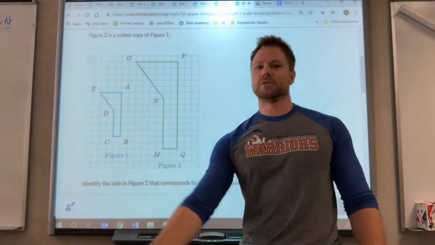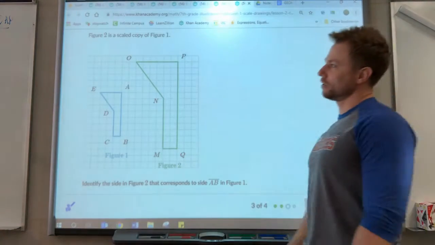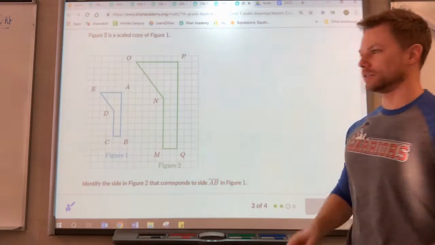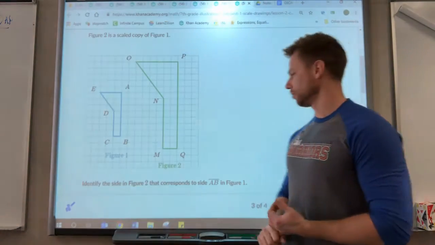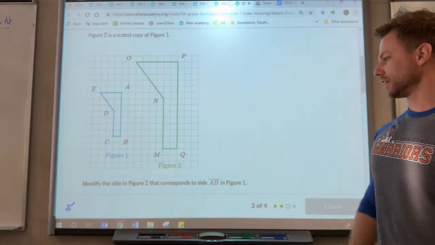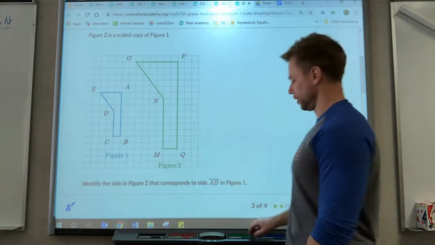We are looking at practice for objective 1 on scaled drawings. The first problem says figure 2 is a scaled copy of figure 1. That means that the sides are proportional and the angles will actually be the same. It says identify the side in figure 2 that corresponds to side AB in figure 1.